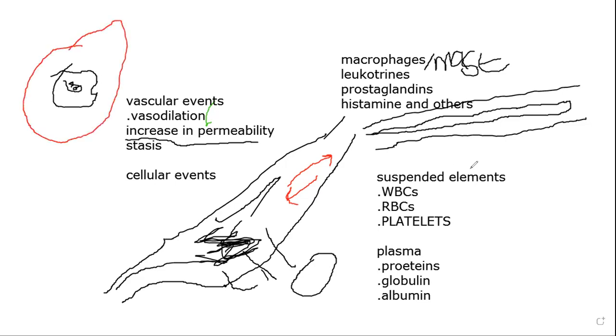What happens is that we've got these components. I began by explaining the components of blood. I said we've got what we call the suspended elements and also the plasma. In the suspended elements, I said we found platelets, red blood cells, white blood cells. So you have to understand the specific function of white blood cells, red blood cells, and platelets. Platelets are for formation of the thrombus. It is important in hemostasis.